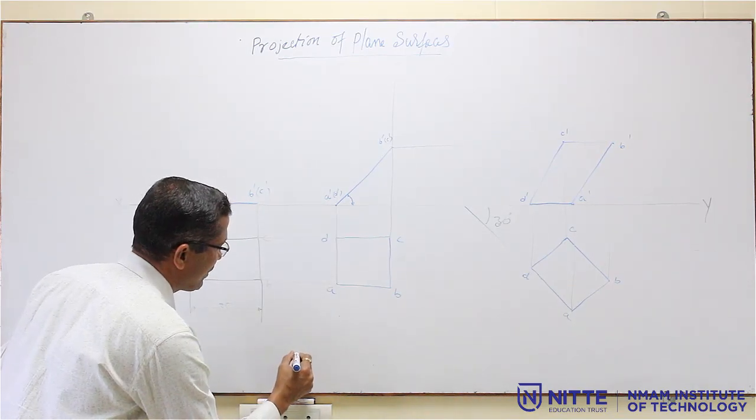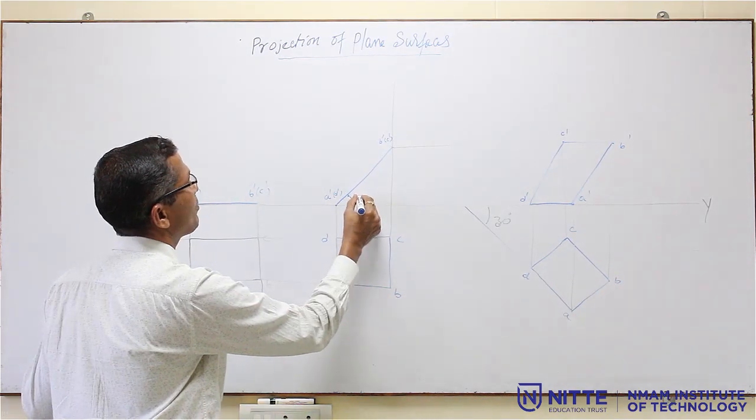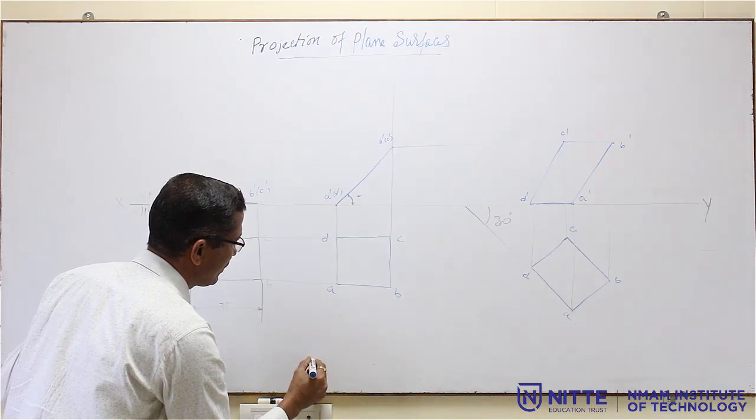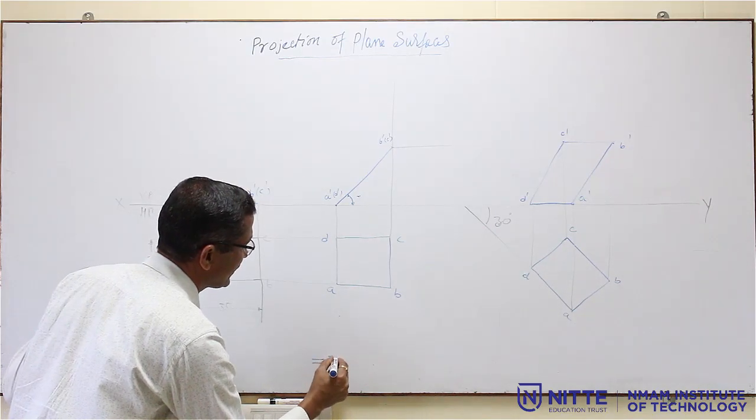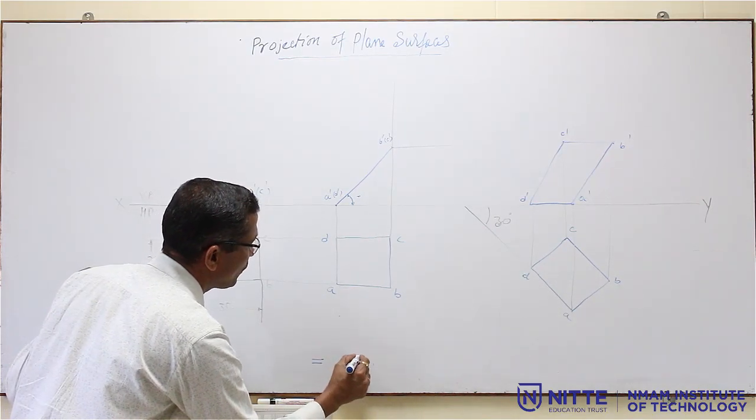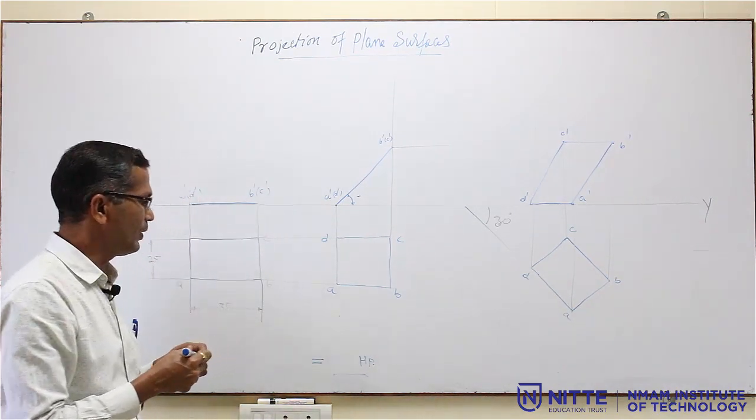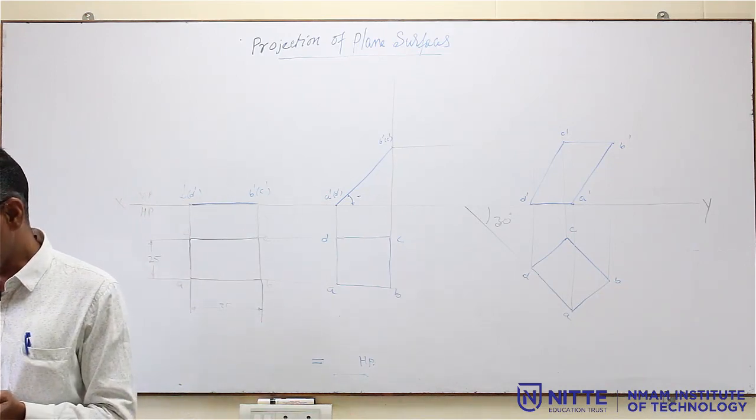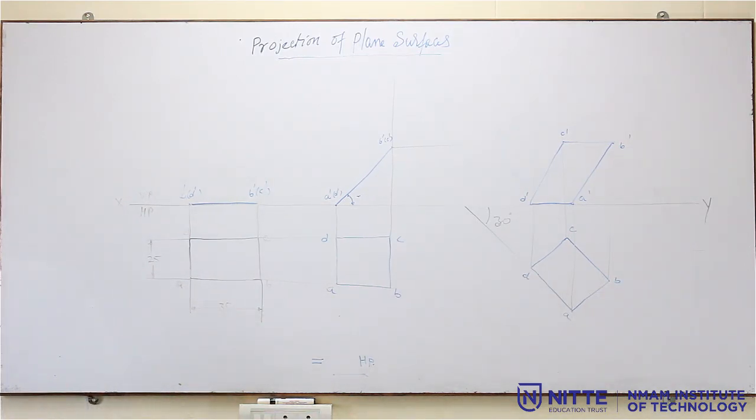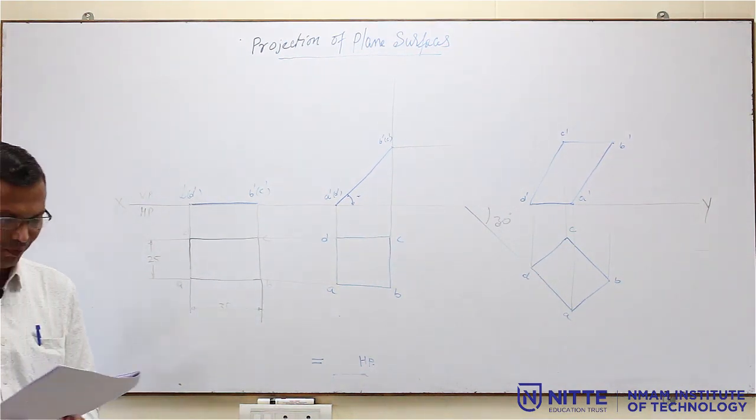The lamina is inclined at this angle; you have to measure this angle, at 30 degrees or whatever the angle to HP. They have asked the question, so you have to answer that: what is the inclination. So, we move on to the next problem.